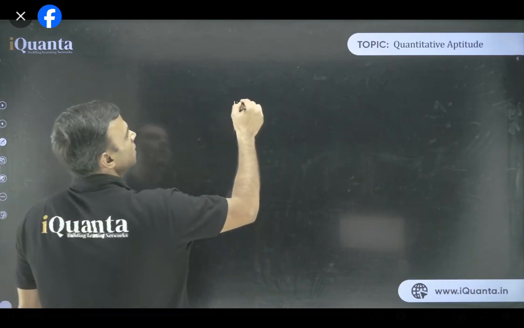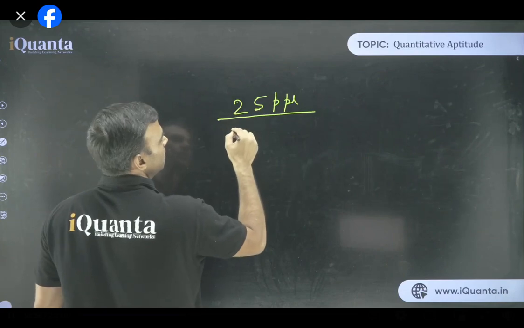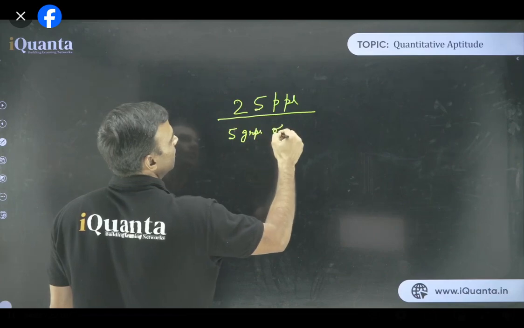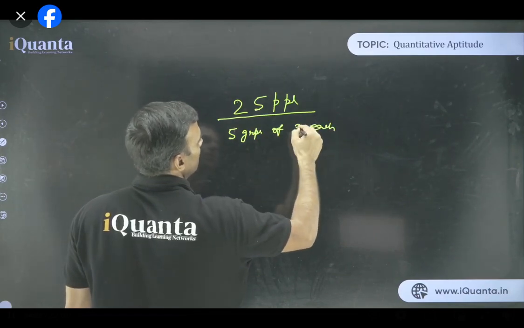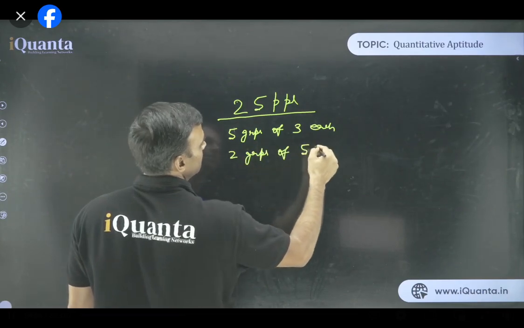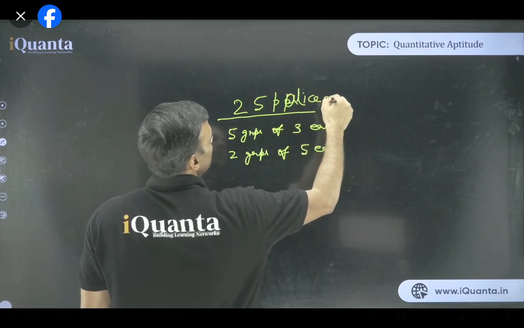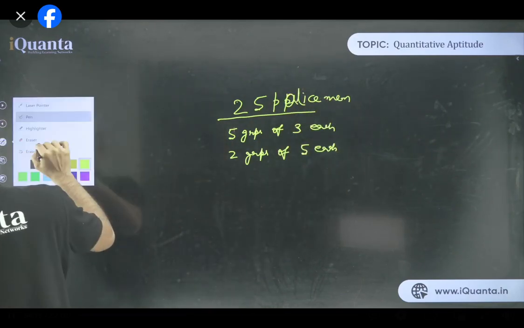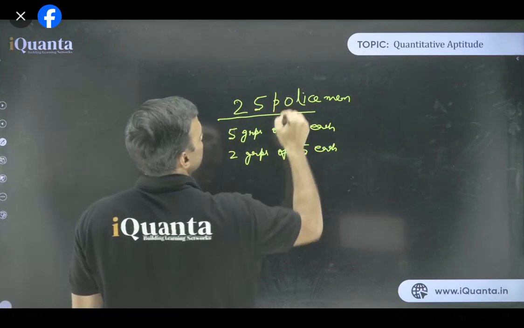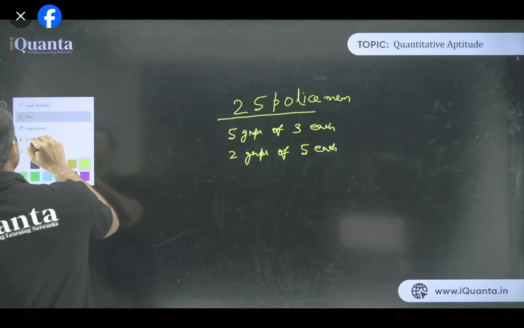Dekho. 25 people divide into 5 groups of 3 each, and 2 groups of 5 each. These are 25 policemen. I think this should clear all doubts. There are 25 policemen. Divide into 5 groups of 3 each and 2 groups of 5 each. Note down carefully.